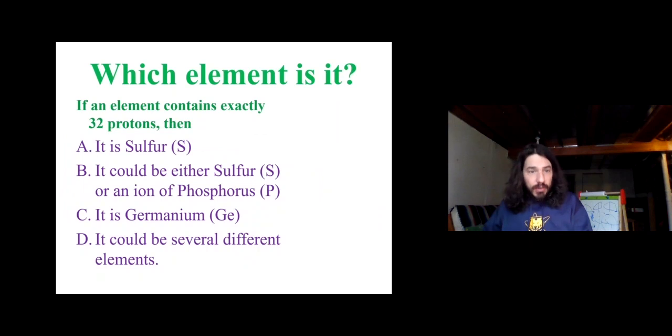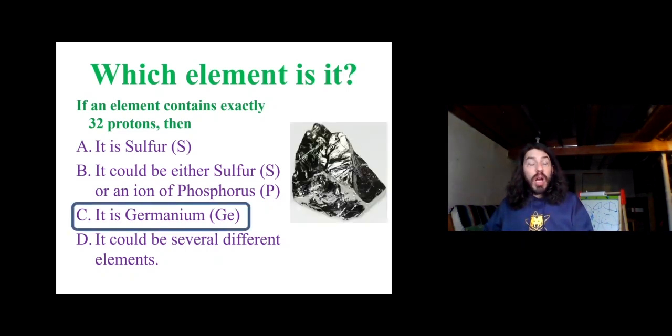So get out your periodic table. Let's do some checking here. If an element contains exactly 32 protons, then what do we have? Check out your periodic table. Well, we'd want to be looking for atomic number 32, because the atomic number is how many protons we have. And so if we're looking for 32 protons, then we're looking for atomic number 32, and it is germanium.